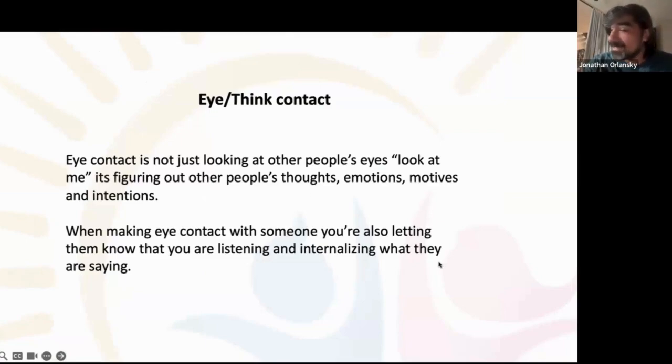Eye and think contact, maybe a term you're not as familiar with. So, eye contact is not just looking at other people's eyes. It's figuring out other people's thoughts, emotions, motives, and intentions. Relevant to this section is the old aphorism, "The eyes are the windows to the soul." We learn quite a lot about people by looking into their eyes. When making eye contact with someone, you're also letting them know that you are listening and internalizing what they are saying. It's a way of conveying that you are present.